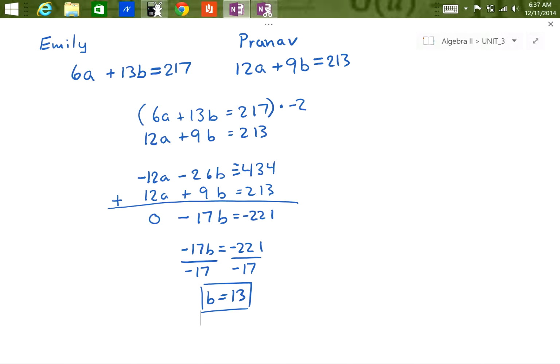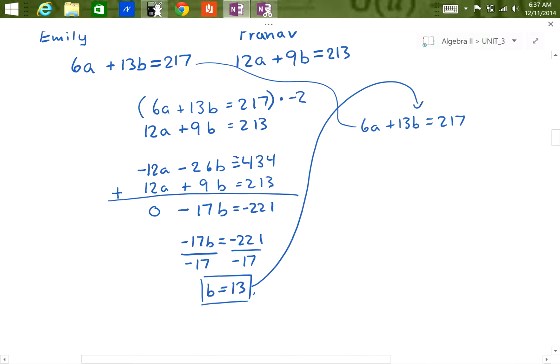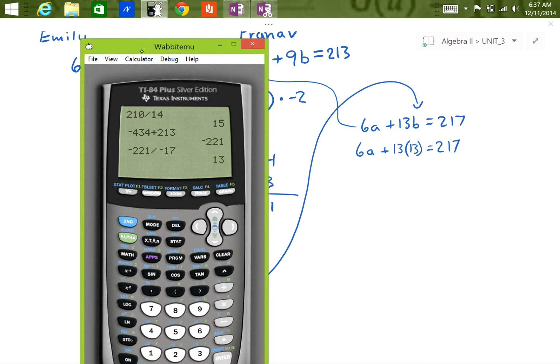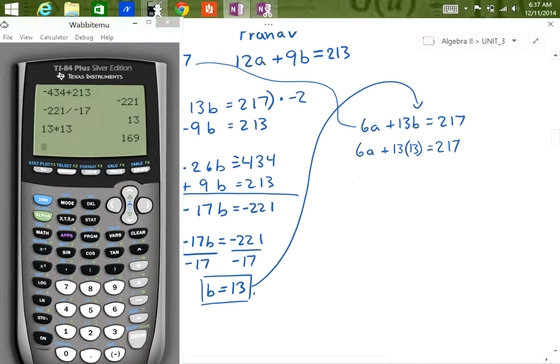So I'm going to pick the Emily equation. In this Emily equation, I have 6a plus 13b is equal to 217. This 13 right here, I'm going to plug in for b. So that's going to give me 6a plus 13 times 13 is equal to 217. 13 times 13 gives us 169. So 6a plus 169 is equal to 217.